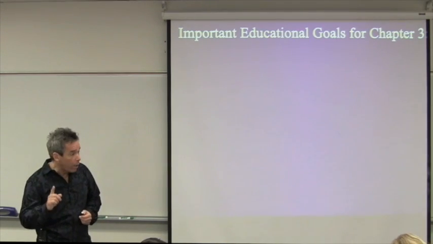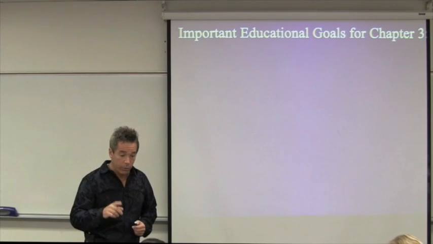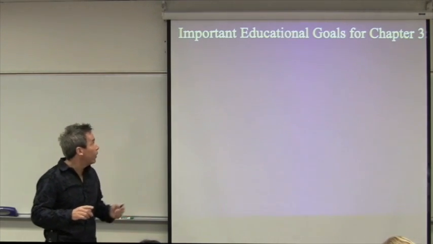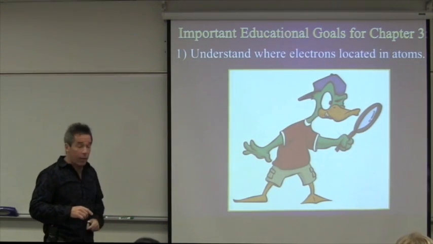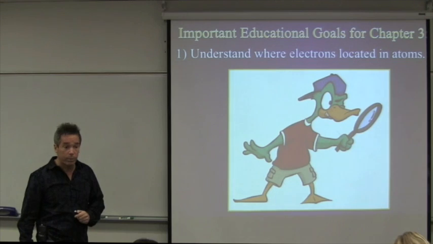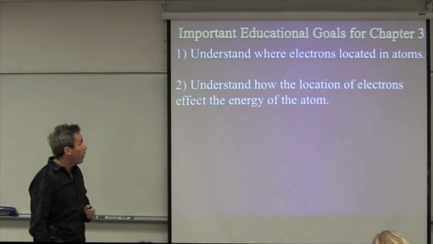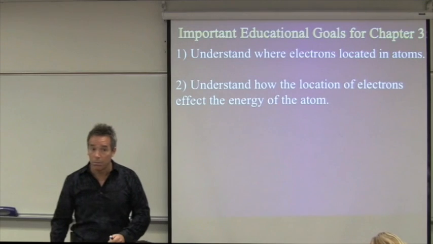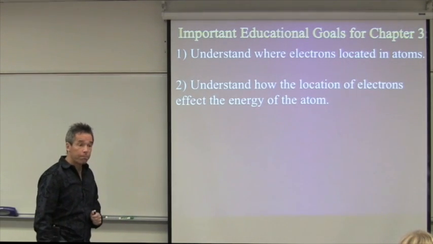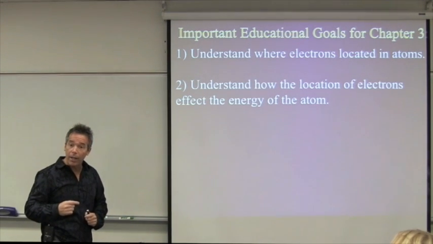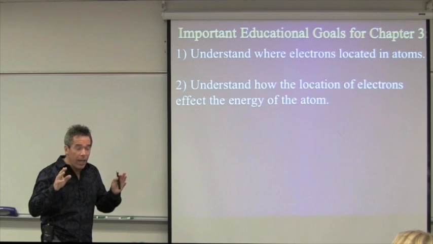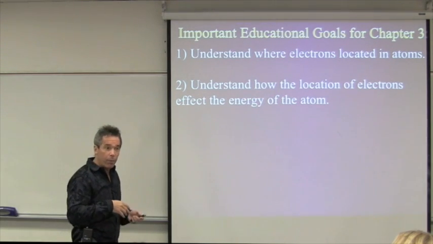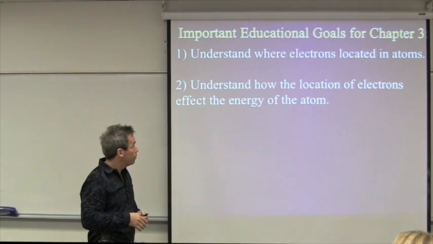One of the really important educational goals for what we're going to do today is understanding where the electrons are located in the atom. And we're going to find out that where they're located correlates with the energy of that atom. So where are the electrons located, and what is the energy associated with an electron being in this particular region?